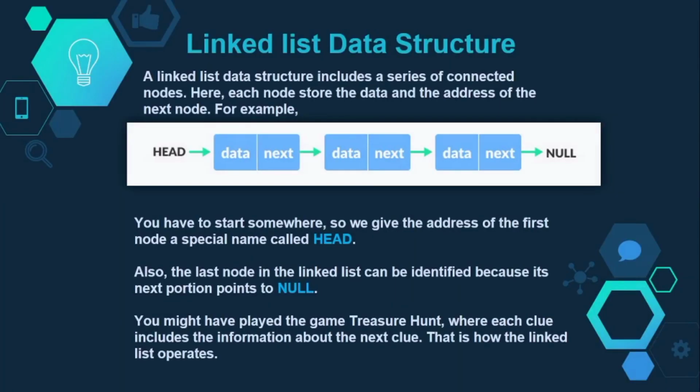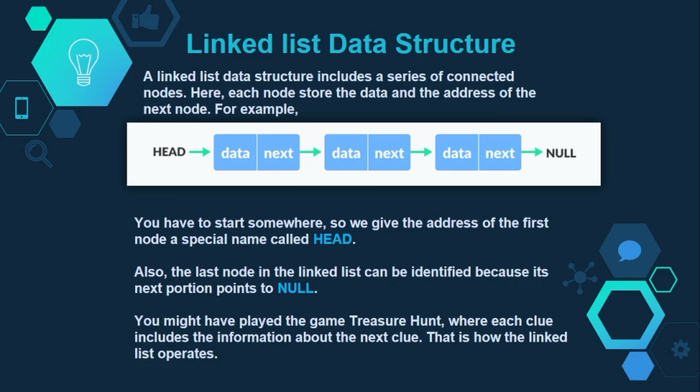So now, the linked list data structure. A linked list data structure includes a series of connected nodes. Here each node stores the data and the address of the next node. So for example, data, next, and then data, next, and then data, next, until this next becomes null. You have to start somewhere, so we give the address of the first node a special name called head. Also, the last node in the linked list can be identified because its next portion points to null.